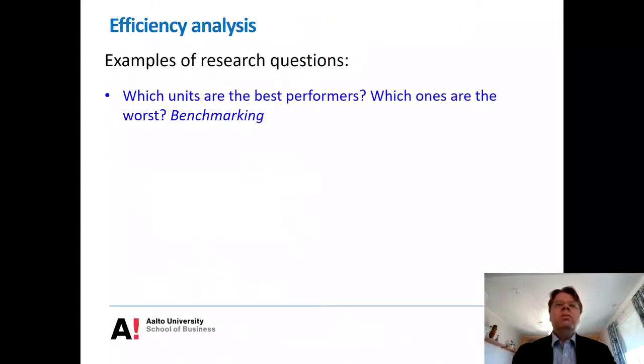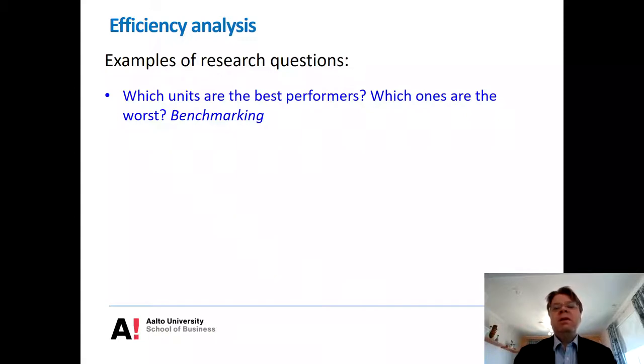So if we then zoom in more on this question of efficiency and efficiency analysis, which often takes place at a more micro level of firms and other organizations or units within the organization, then there are several types of interesting research questions that the efficiency analysis is trying to answer. We may start from the very basic one: which units within the firm or which firms are the best performers in the group of units or firms? Which ones are the worst ones? So we are trying to identify either the best ones or the weakest ones.